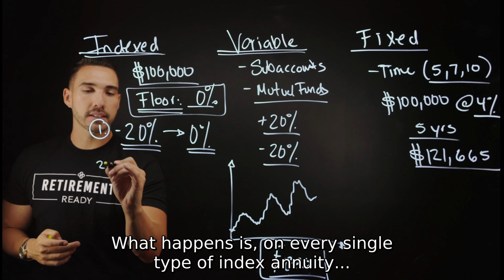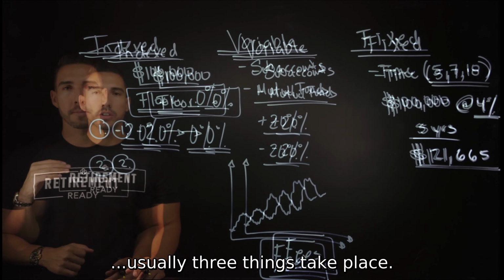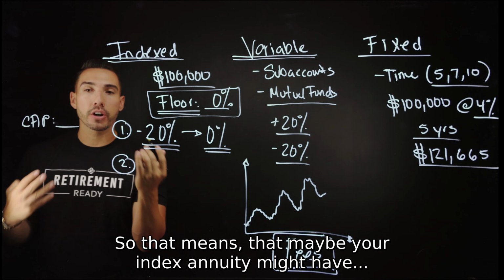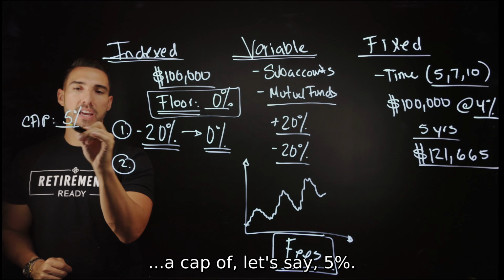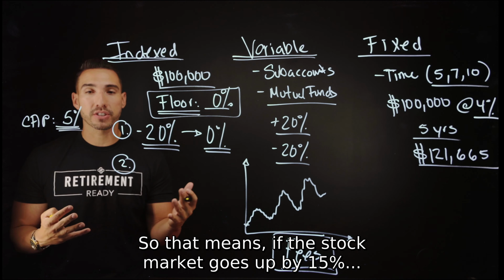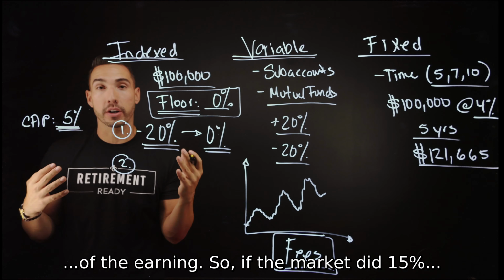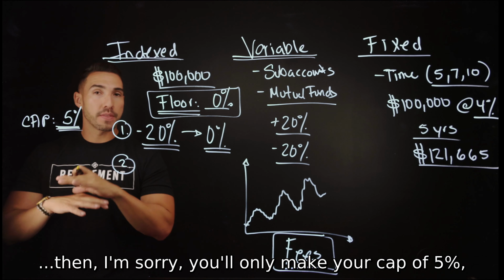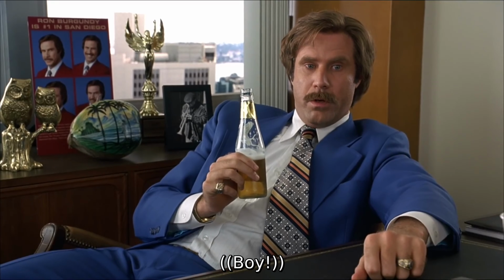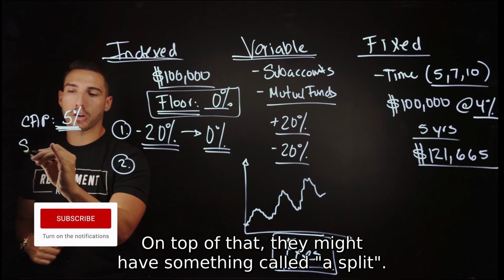But you see, what happens is on every single type of indexed annuity, there are usually 3 things that take place. So number 1, you can choose from something called a cap. So that means that maybe your indexed annuity might have a cap of, say, 5%. So that means that if the stock market goes up, call it 15%, then you are going to be capped at no more than 5% of the earnings. So if the market did 15%, then I'm sorry, you will only make your cap of, say, 5%. Boy, that escalated quickly.